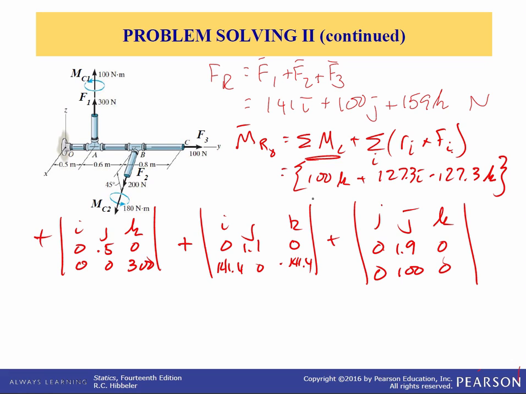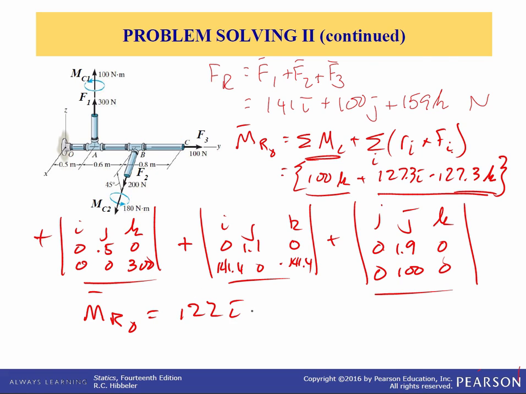So when you do all that, you take this plus this minus that plus this plus this plus this. You do the determinant method here. I'm not going to do it here, but the answer is the summation: the resultant moment about O is 122 i minus 183 k. And that would be Newton meters.